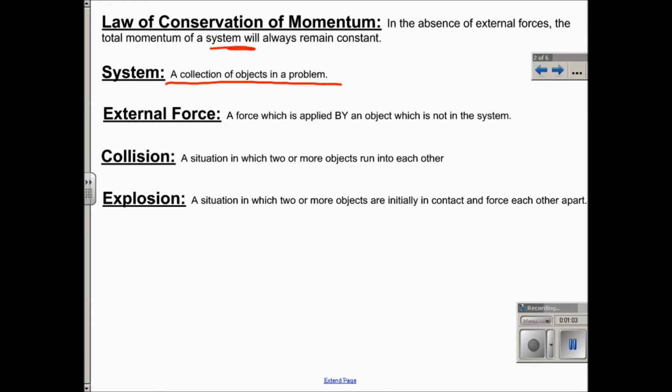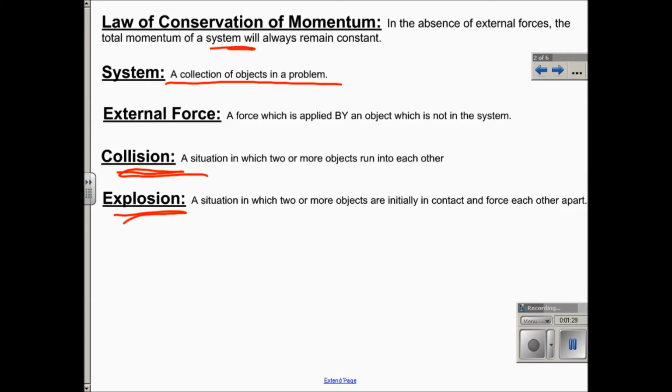Usually, when you talk about conservation of momentum, you'll have either two objects that are colliding, where two objects that are originally separated run into each other, or you'll have them exploding, which means they're originally next to each other and then pushing apart. Regardless, the system is the objects that are interacting. It's the objects that are either pushing apart or running into each other.